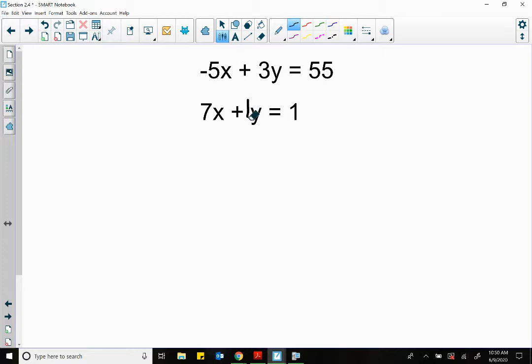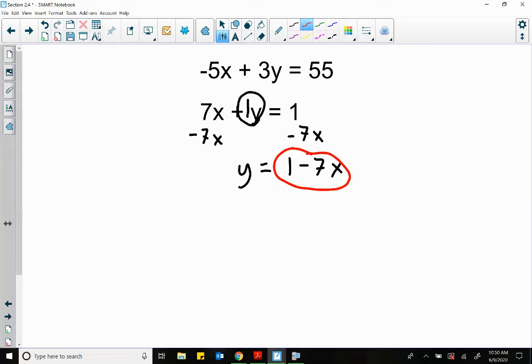So if I look up here, here is my variable that has the 1 in front. Okay? So that means all I'm going to do is take this 7x and move it to the other side. How do I get rid of a positive 7x? Subtract 7x. And now you know exactly what y equals. Y equals 1 minus 7x. Or you can call it negative 7x plus 1. It's your call. Now you know exactly what y equals.